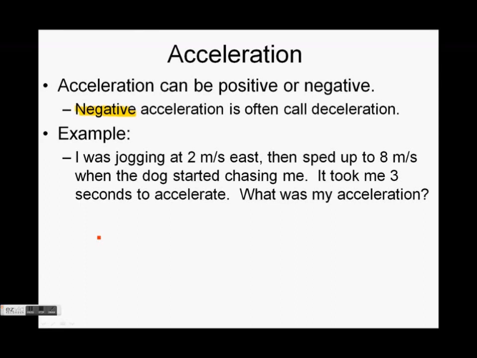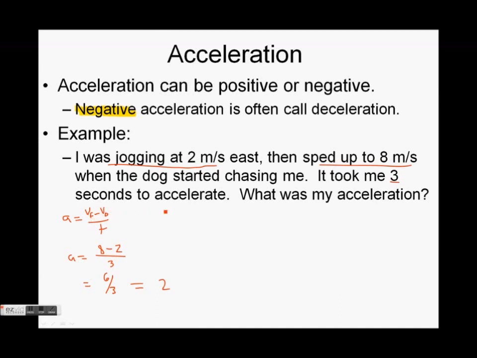I was jogging at 2 meters per second east, then sped up to 8 meters per second when the dog started chasing me. It took me 3 seconds to accelerate. What was my acceleration? So again, your formula: acceleration equals final velocity minus initial velocity divided by the time. It says I sped up to 8 meters per second, so acceleration equals 8 minus starting velocity. I was jogging at 2 meters per second east, so 2 was my starting velocity. Divided by the time it took me to change that velocity, which was 3 seconds, so divided by 3. You do the math, we get 6 over 3, which would be 2.